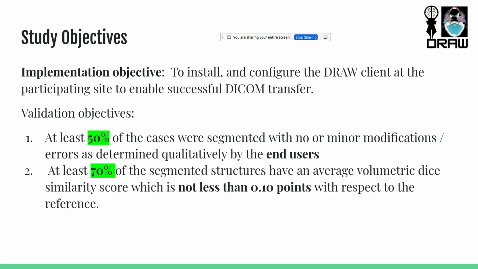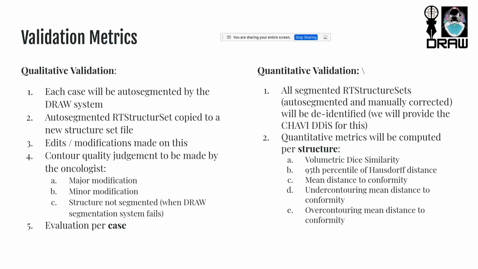And the quantitative metric is that at least 70% of the segmented structures should have an average volumetric dissimilarity score which is not less than 0.1 points with respect to the reference dissimilarity, which we will obtain using a literature review.